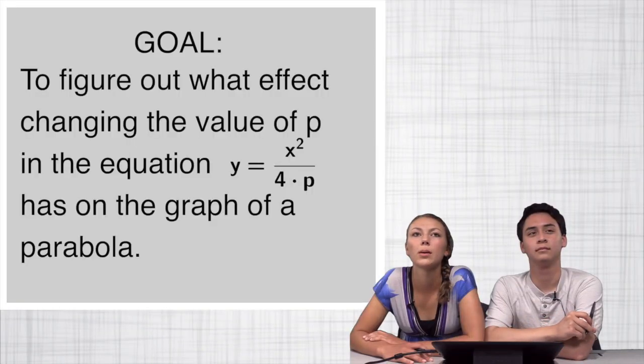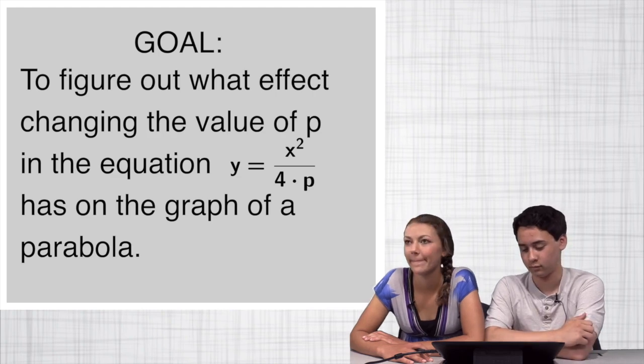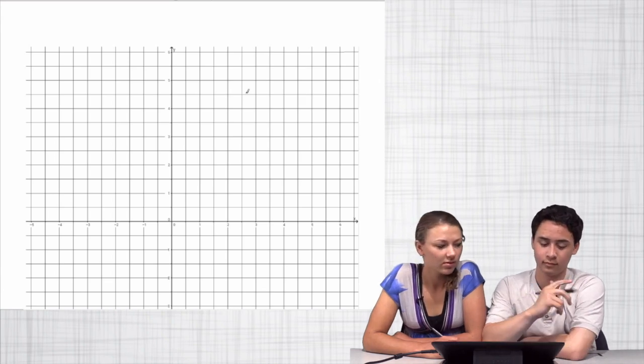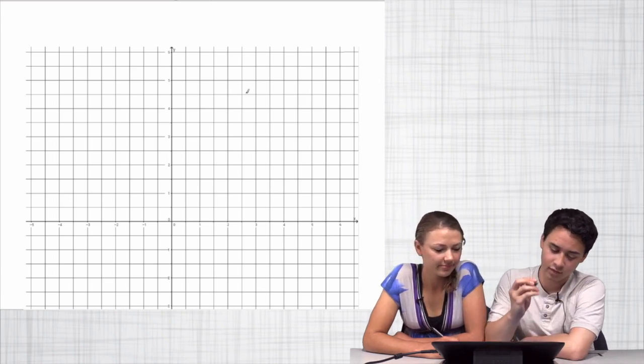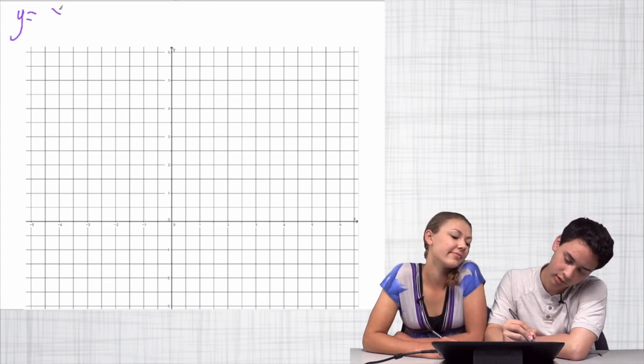Your goal today is going to be to figure out the effect of changing the value of p in your general equation y equals x squared divided by 4p on the graph of the parabola. Let's just write the general equation for any parabola that goes to the origin on that sheet, maybe at the top. Y equals x squared over 4p.